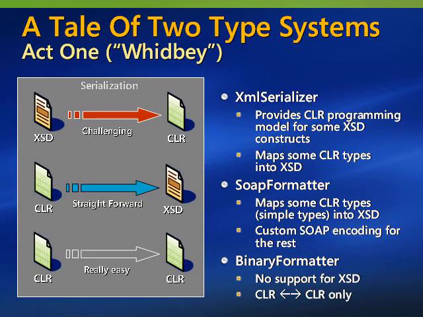Okay. So A Tale of Two Type Systems is all about XSD and all about the CLR. Those are the two type systems that we're going to talk about. And so what you see over here on the left-hand side is sort of the scenarios that we were attempting to address in WIDBE, in Everett, and in V1 of the serialization infrastructure. If you look at the very topmost, you see XSD mapping into the CLR, in essence providing a CLR programming model for XSD constructs.